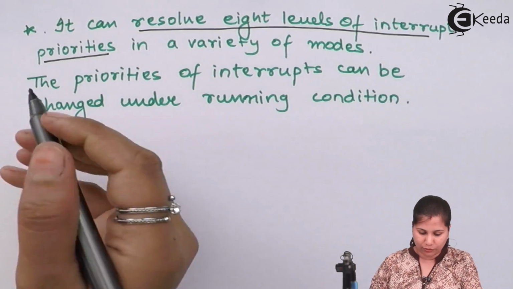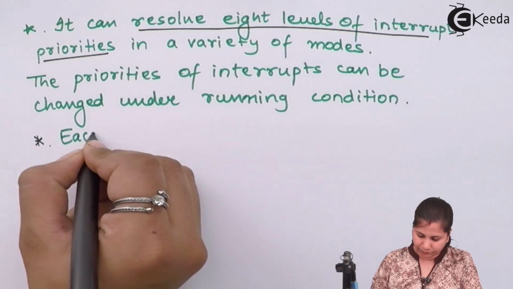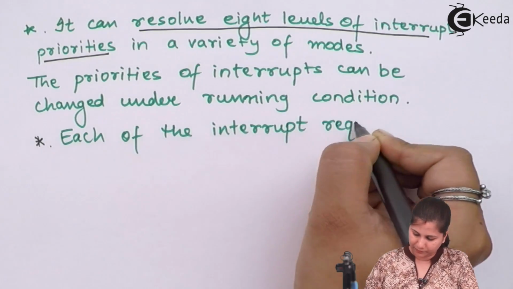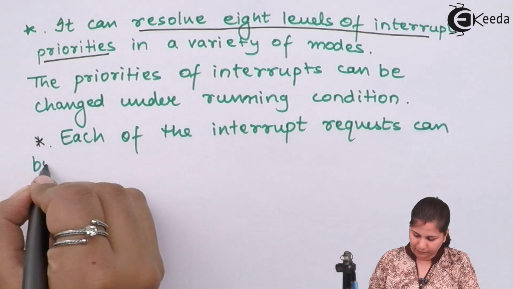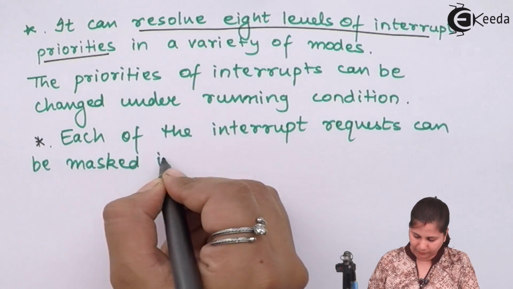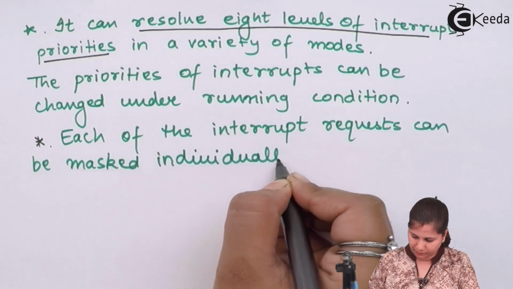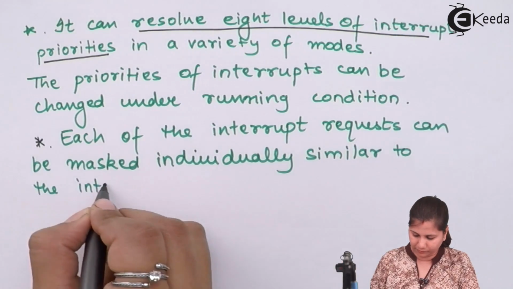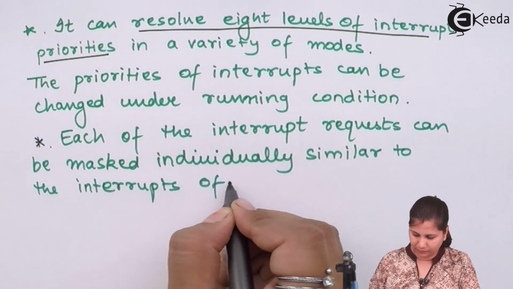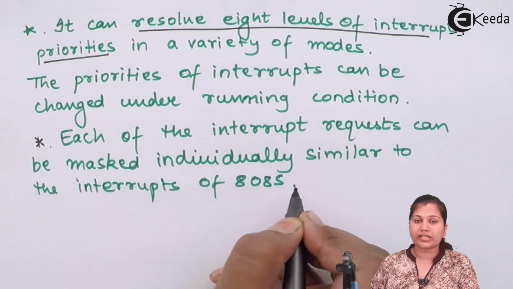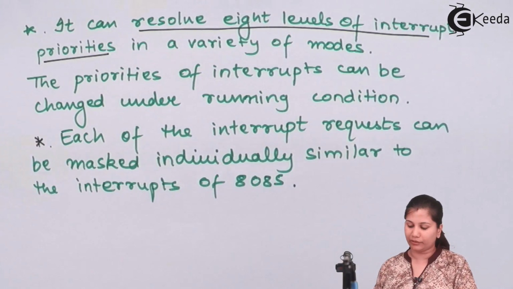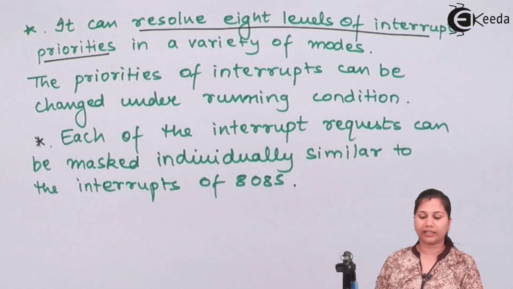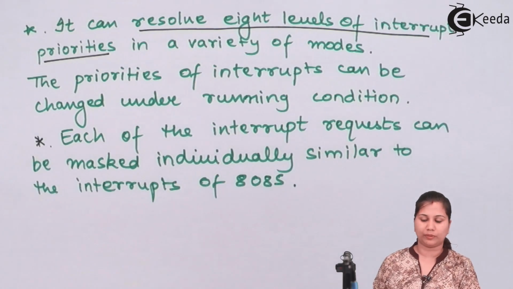So through 8259, just like the interrupts of the 8085, the interrupt requests can also be masked individually.